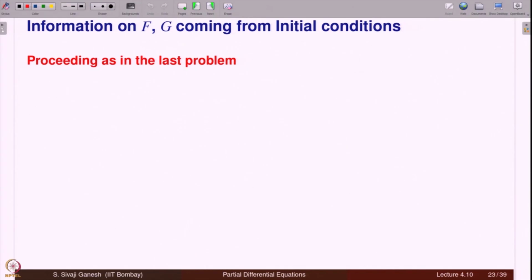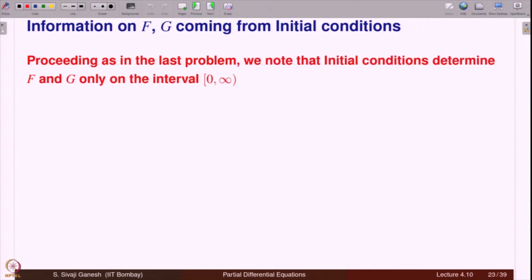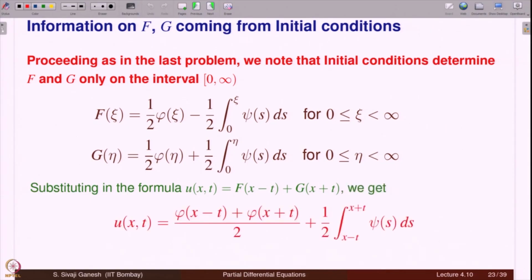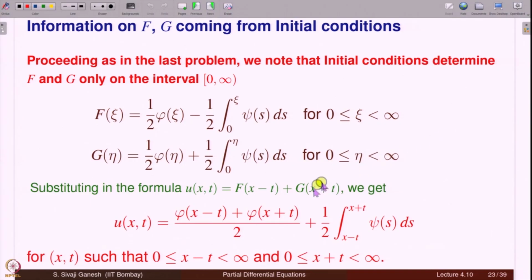Now, proceeding as in the last problem, we note that the initial conditions determine f and g only on this interval 0 infinity, no surprise again. So, these are the expressions for f and g, exactly the same as before. Substituting in this formula we have this expression which is the D'Alembert form of the solution, and it is valid in this region, x minus t is greater than or equal to 0, x plus t is greater than or equal to 0.